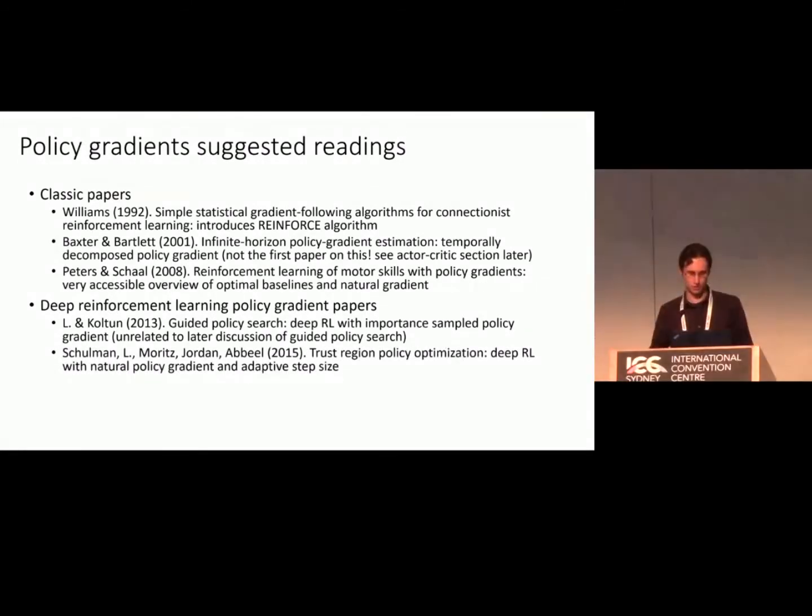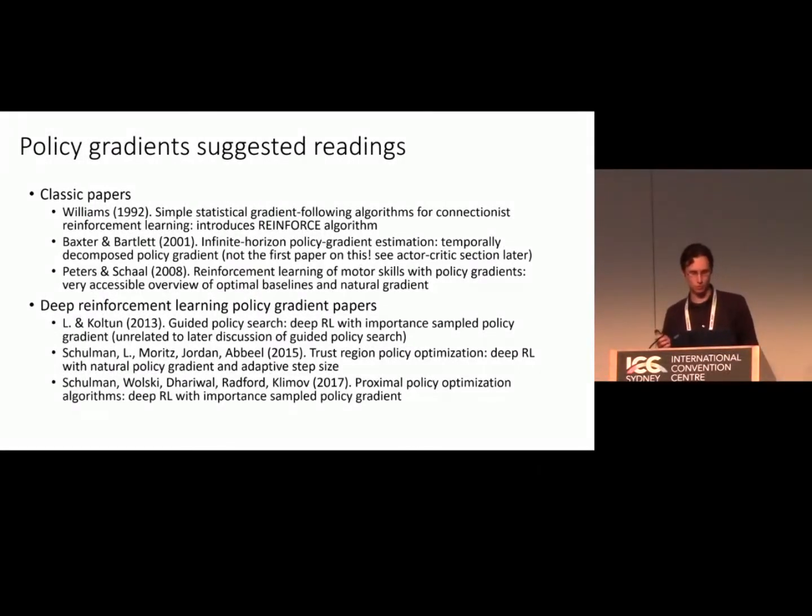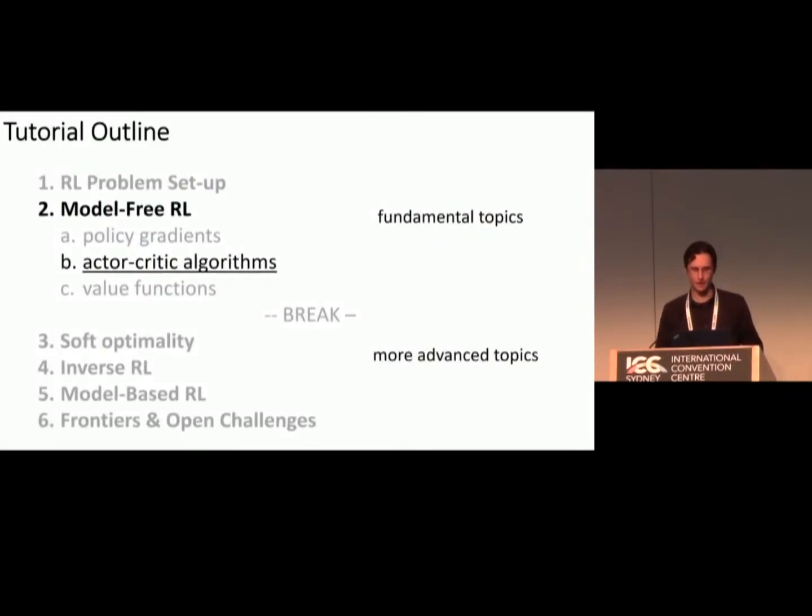This is the trust region policy optimization paper for which I showed the results before. And this is a more recent work by John Schulman that looks at an important sampled policy gradient estimator that also incorporates a trust region. So if you want to learn about recent policy gradient methods, I'd recommend checking those out. All right, now let's talk about actor-critic algorithms.